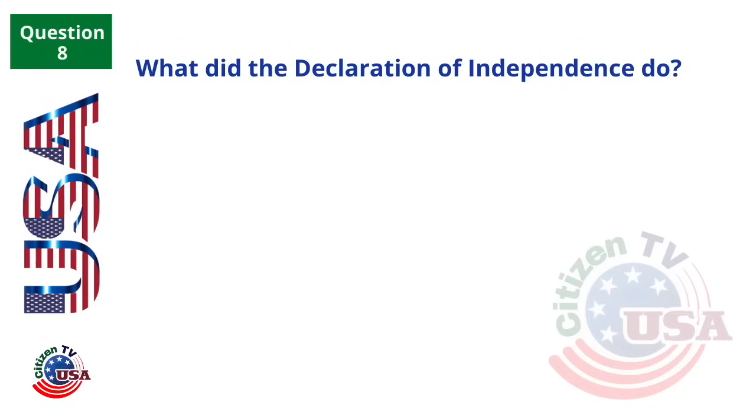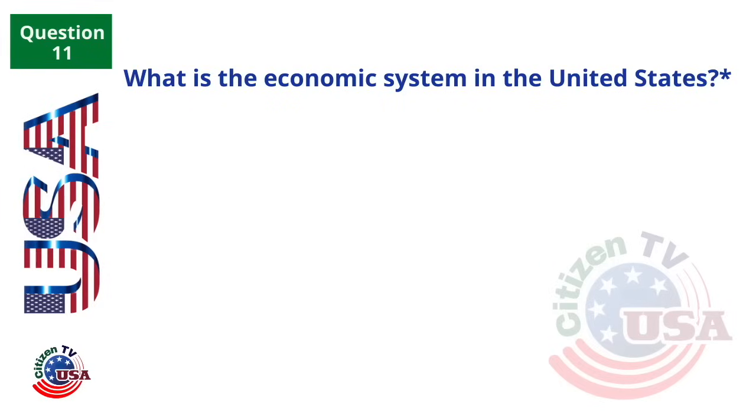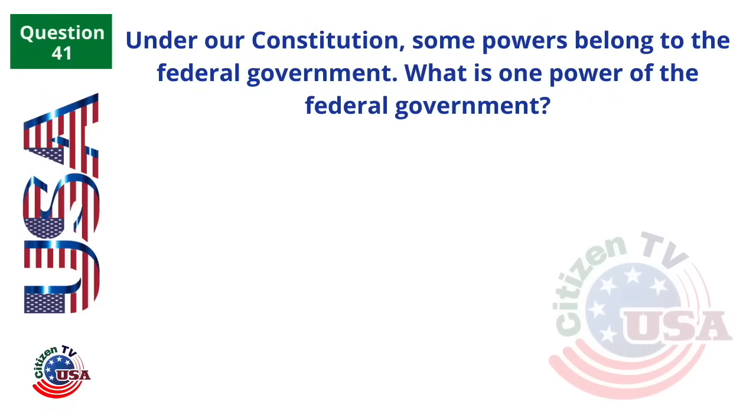What did the Declaration of Independence do? Announced our independence from Great Britain. What is the economic system in the United States? Market economy. Under our Constitution, some powers belong to the federal government. What is one power of the federal government? To print money.